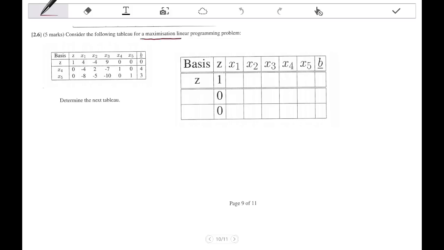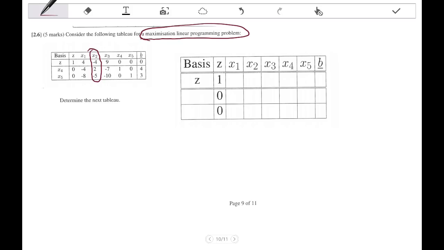What you have to do first is to check whether it is a maximization or minimization problem. This is the maximization problem. So we're going to look first for the variable that has the highest negative coefficient in the objective function, which in this case is x2. x2 has a -4, which is the highest negative number in the objective function.